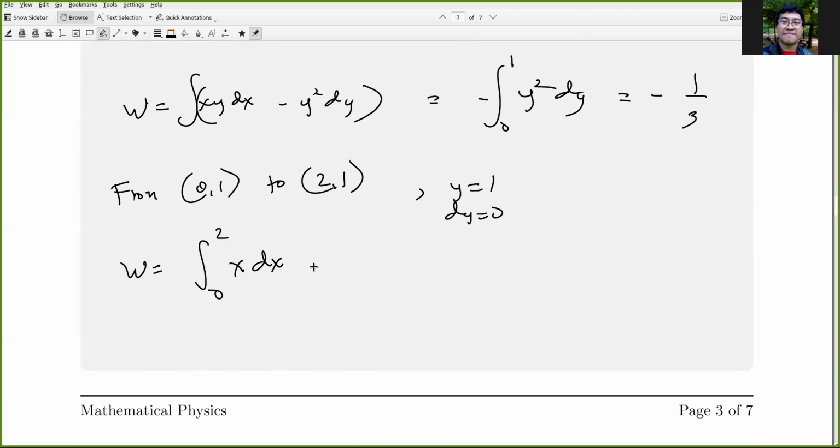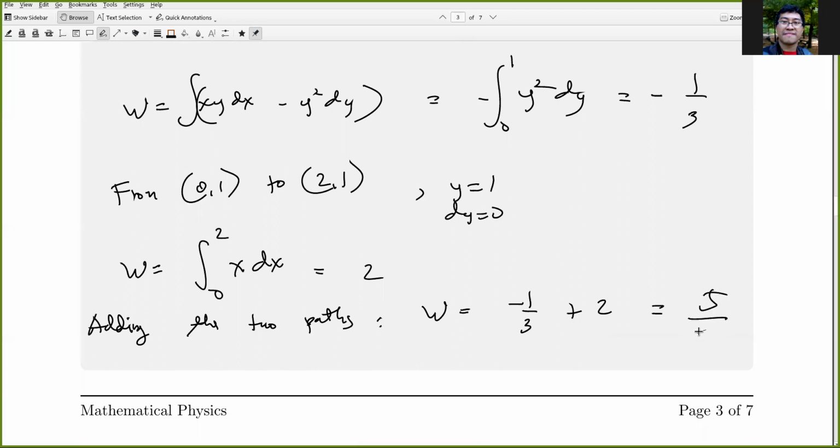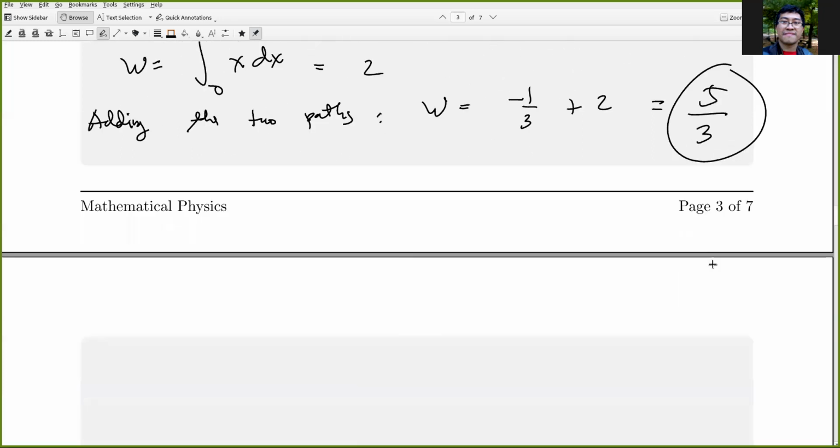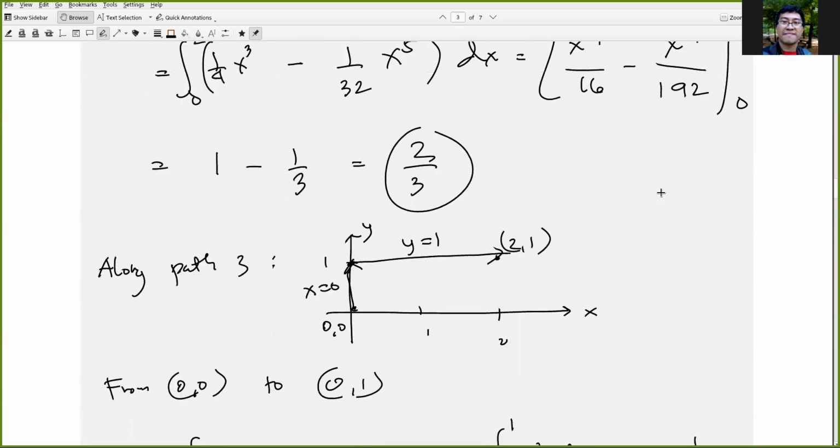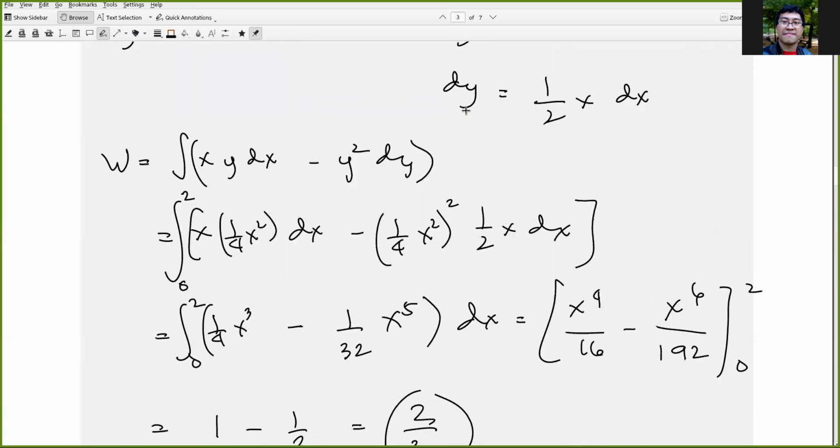So we get just adding the two results, the two paths. You have w equals negative 1/3 plus 2. So negative 1/3 plus 2, this would be 6 over 3, so that's 5 over 3. And again, this 5 over 3 is different from 2 over 3, different from 1.